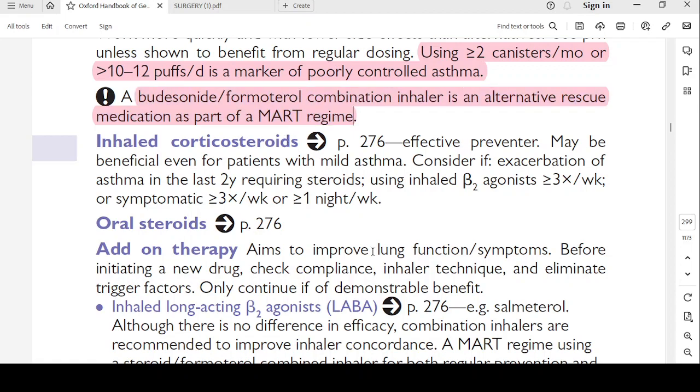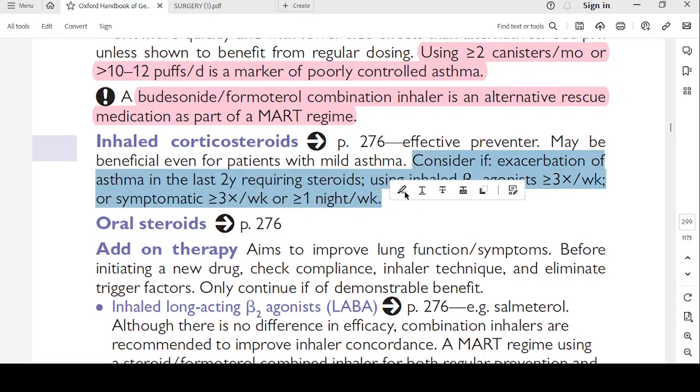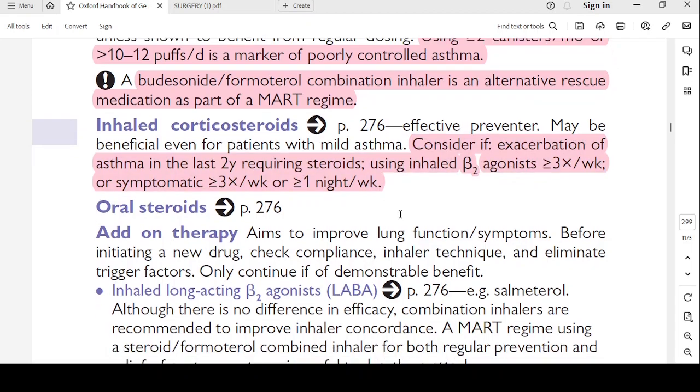Inhaled corticosteroids. An effective preventer may be beneficial for patients with mild asthma. Consider if there was an exacerbation of asthma in the last 2 years requiring steroids, using inhaled beta 2 agonists more than 3 times per week, or symptomatic more than 3 times per week or more than 1 night per week. So this is when you have to use an inhaled corticosteroid along with a short-acting beta agonist.